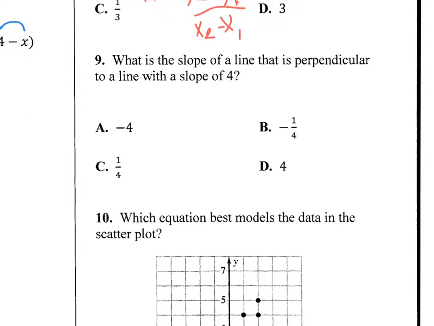Number 9, what is the slope of a line that is perpendicular to a line with a slope of 4? So if your slope is 4, or in this case, we like slope as a fraction, so we'd say 4/1, perpendicular slopes are going to be the opposite and reciprocal of each other. For example, if I had 3/2 for one slope, I would need -2/3 for the other. So you just have to flip them around and change the signs.